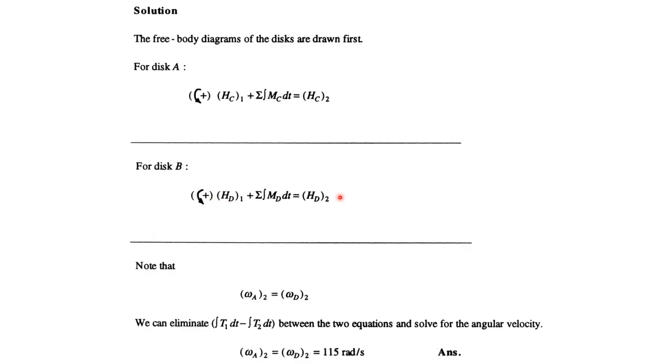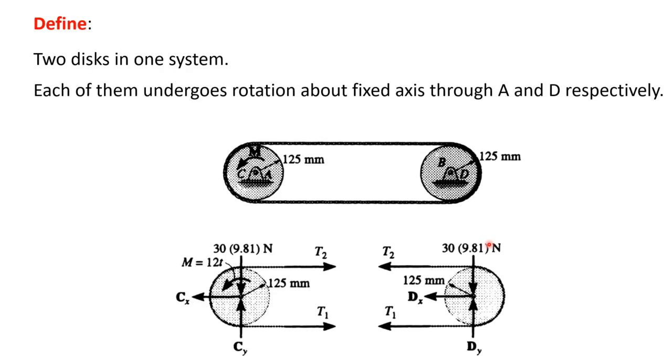We know that it was at rest, so this value will be equal to 0. For disk B, we're going to have the same equation, but the moment is around point D. Note that omega A2 is equal to omega D2 because the diameters of both are the same, so the omega should be the same if we ignore the losses. We can eliminate the integral of T1 dt minus the integral of T2 dt between the two equations and solve for the angular velocity, to find omega 2 equal to 115 radians per second.